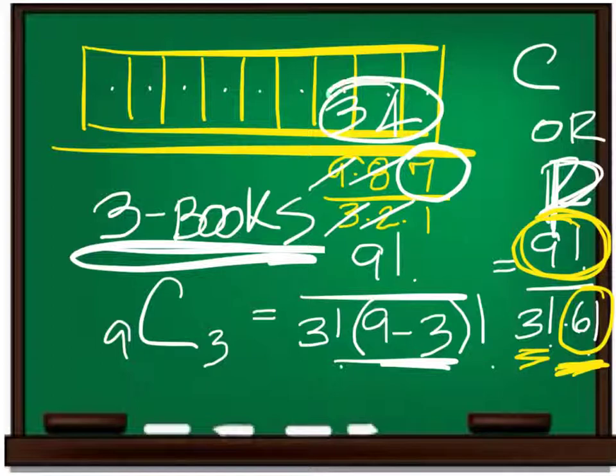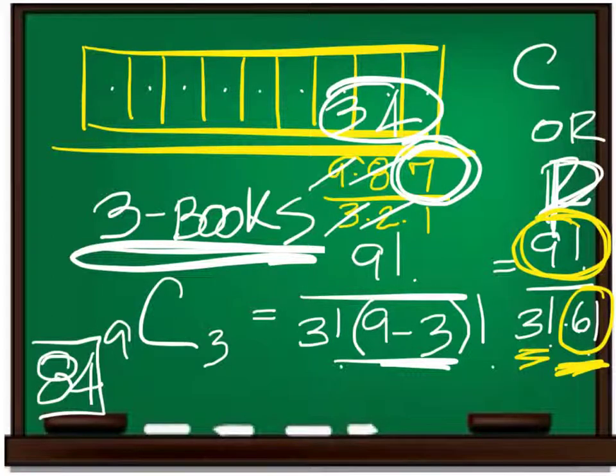So it would be 12 times 7, which would be 84. I'm writing it down here in the corner, or I could have written it here, 84.